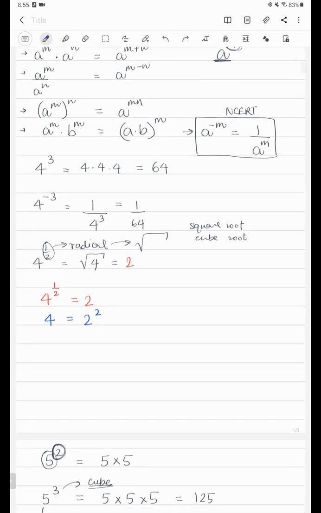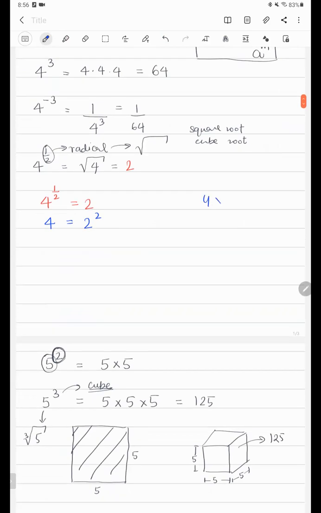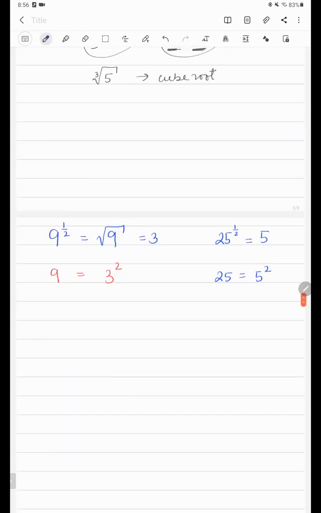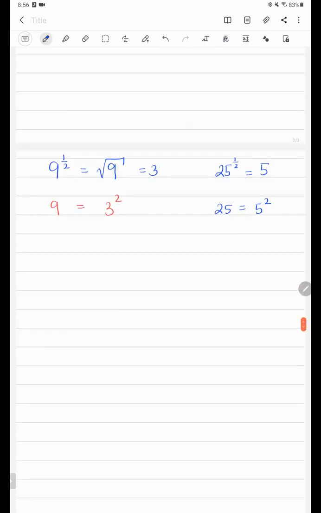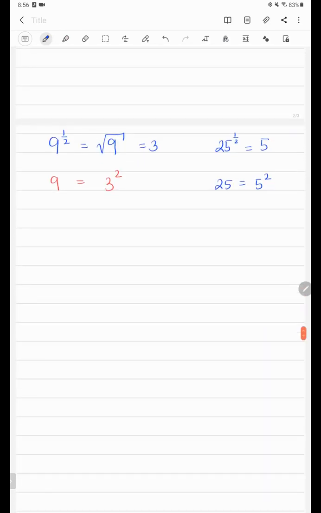No. It's not half. See, it's not 4 into half, where you cancel this and it becomes 2. It's not that. It is 4 to the power 1 by 2. This is the power. Okay, ma'am. So over here, you have 9 to the power 1 by 2, and that is 3. Why? Because when we have the power as a fraction, then this denotes a root.